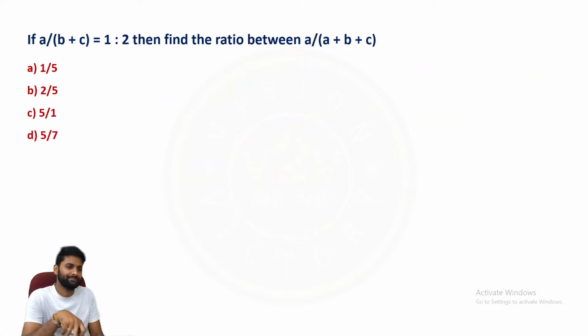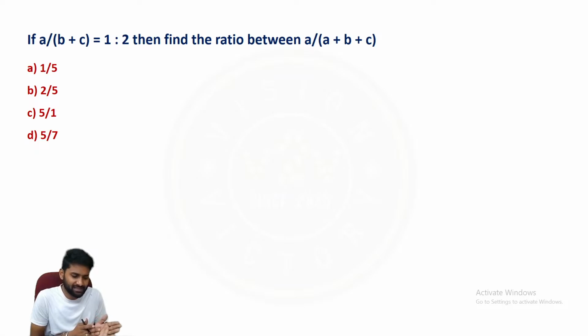On to the next question. Simple question. If A by B plus C is equal to 1 is to 2, then find the ratio of A divided by A plus B plus C.